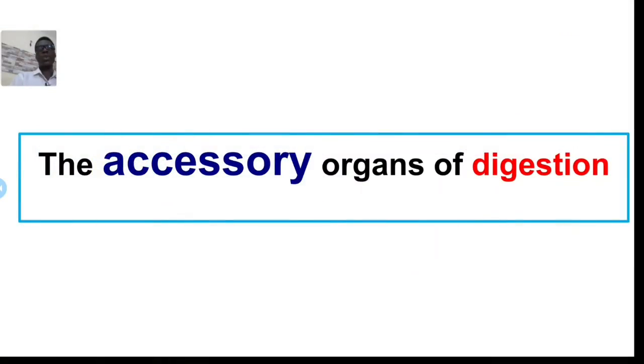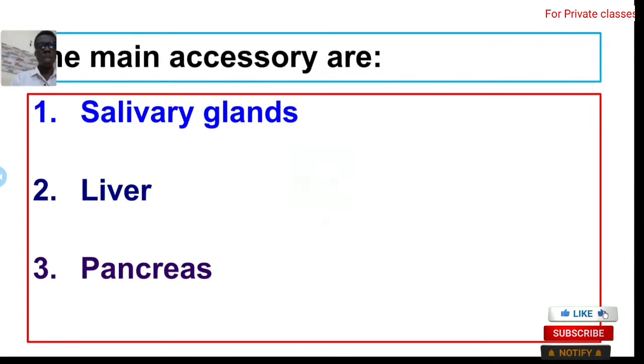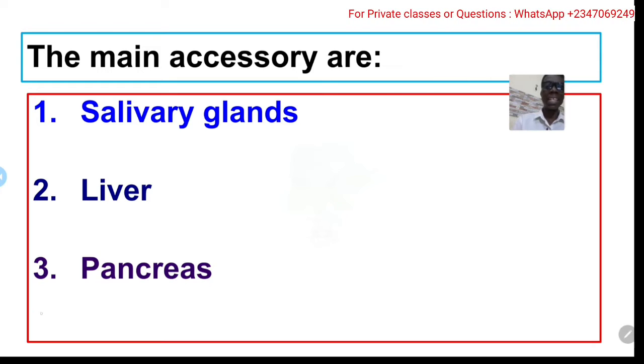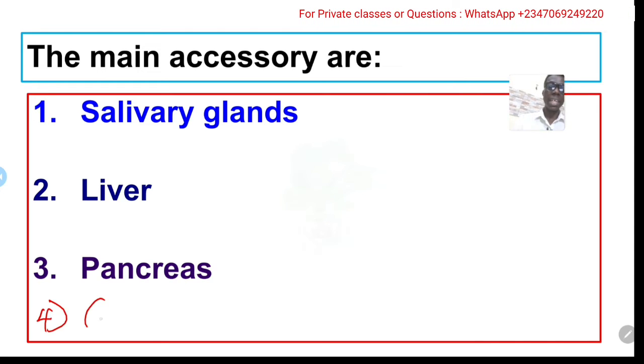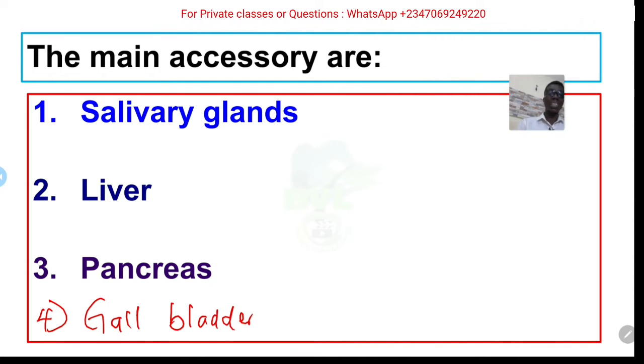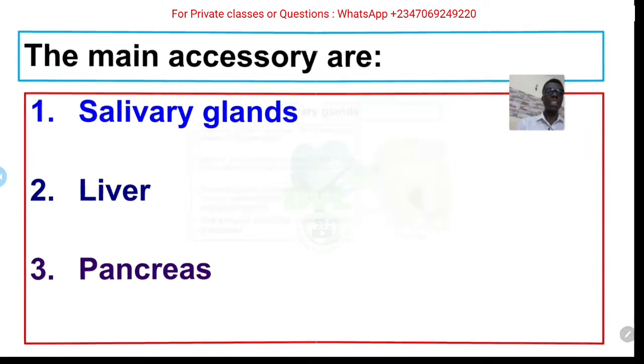So in this video, we'll be looking at the accessory organs of digestion. These will be these ones, but I'm going to add one more really. It's going to be the salivary glands, the liver, and the gallbladder. All right. So these are the four accessory organs of digestion, as it were.